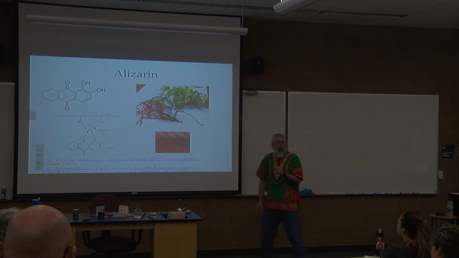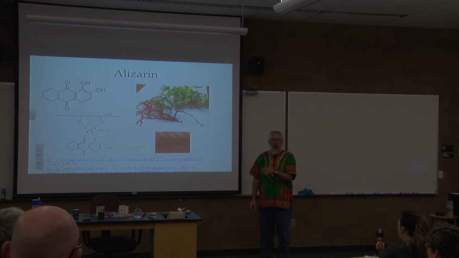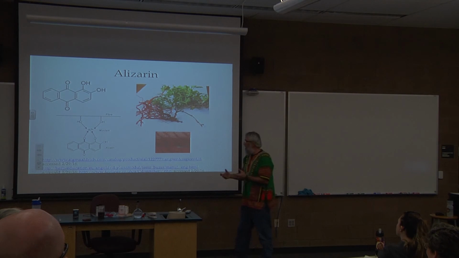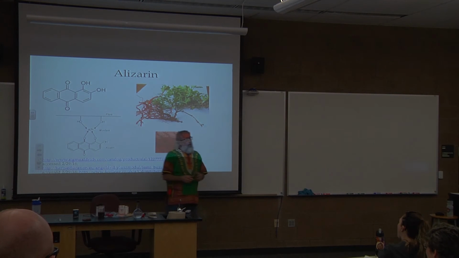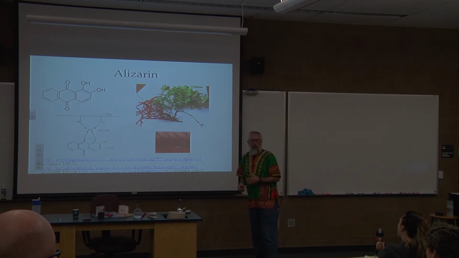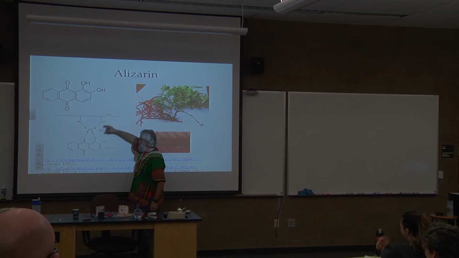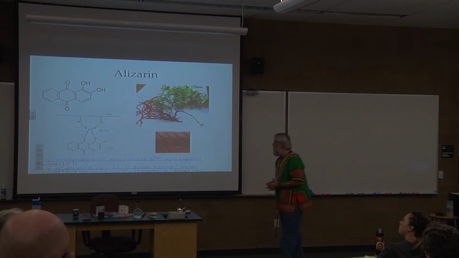Alizarin is a dye that works best if you use it with a mordant. For example, alum as a mordant would be good, or aluminum sulfate, or something that contains a multivalent cation. Because the aluminum then can form what we would call a coordinate covalent bond between the oxygens of the fiber and the oxygens of the dye itself.